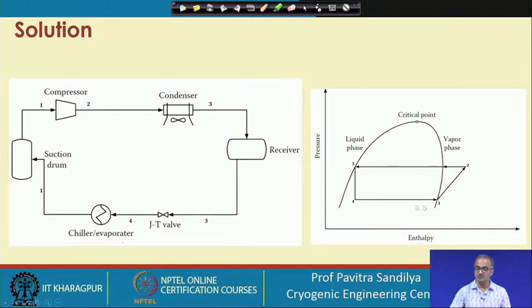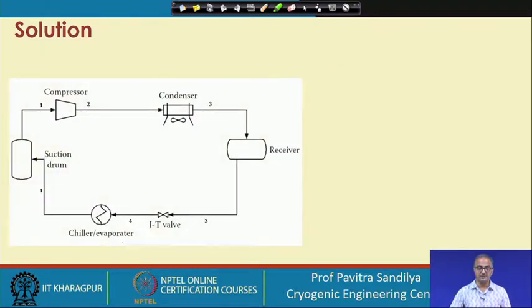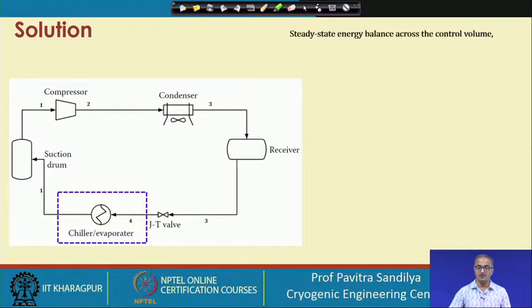This is how these things are going on, and I am not going into the details because these have been told to you in a separate lecture. We are just demarcating the particular data which have been given to us. Here in the condenser the temperature is about 40 degrees centigrade, and in the chiller it is at minus 40 degrees centigrade. These are the two temperatures given to us.